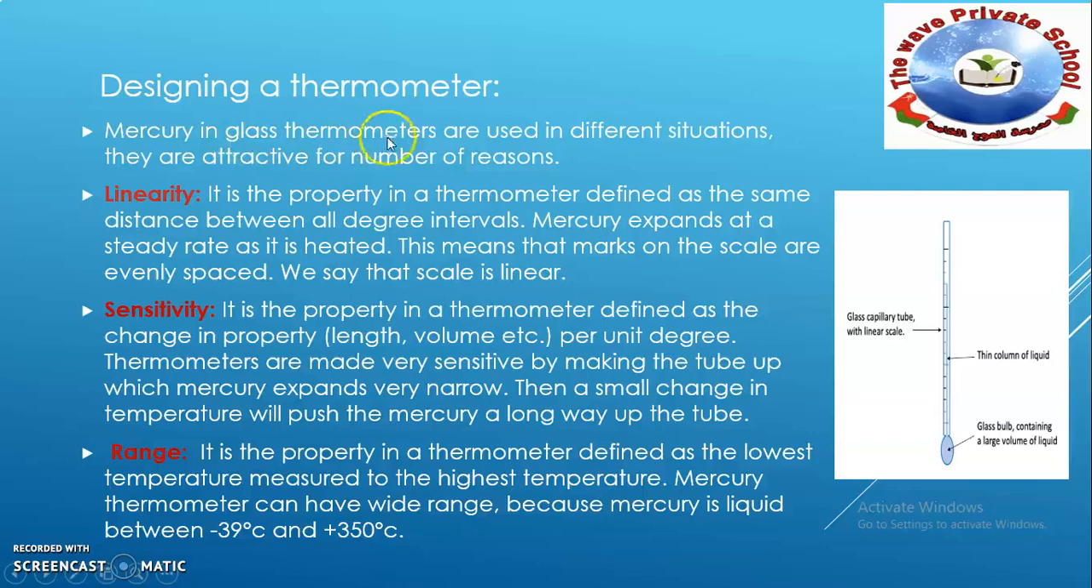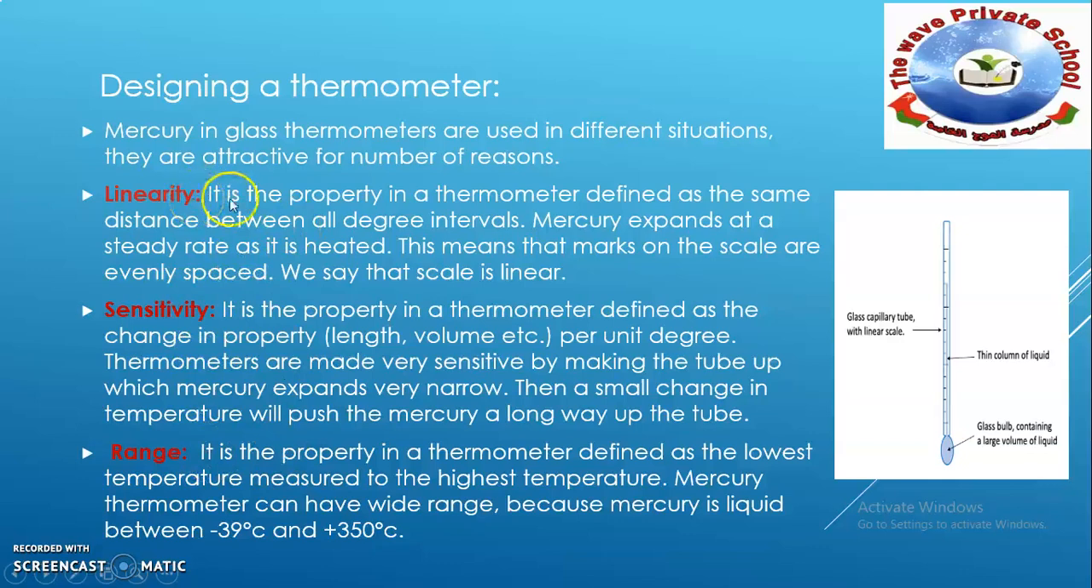Mercury in glass thermometers are used in different situations. In the last video, we have discussed how a thermometer is arranged and the liquid is mercury in glass thermometers. So we can say that here we will see that they are attractive for a number of reasons. They are attractive due to their linearity, their sensitivity and their range. So one by one we will see these properties.